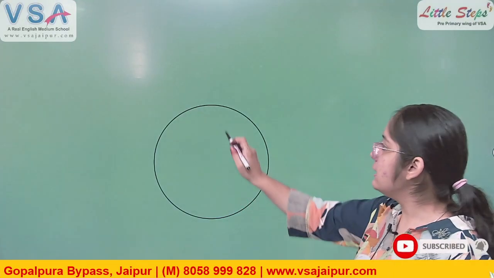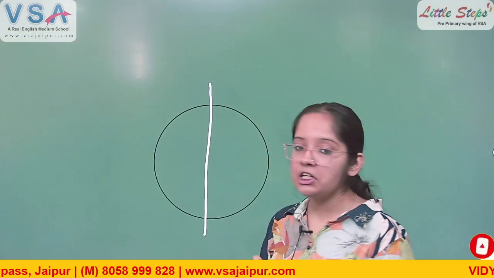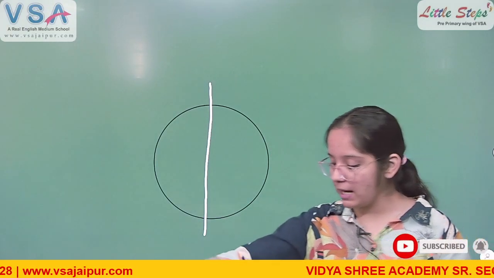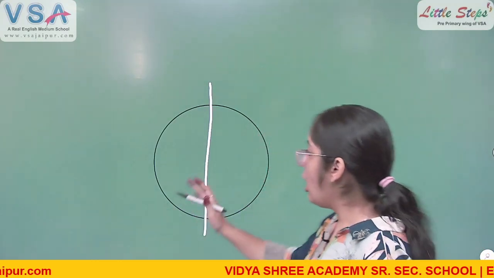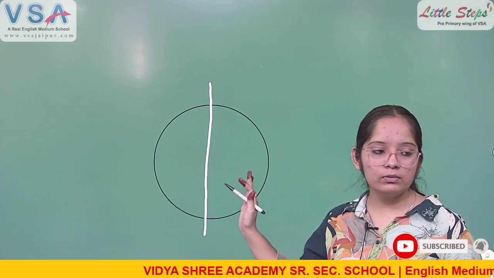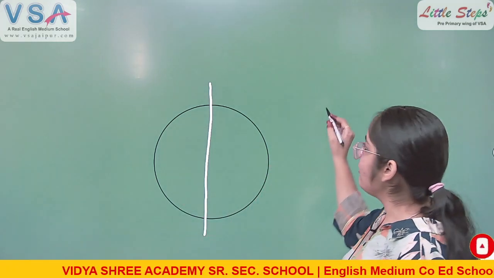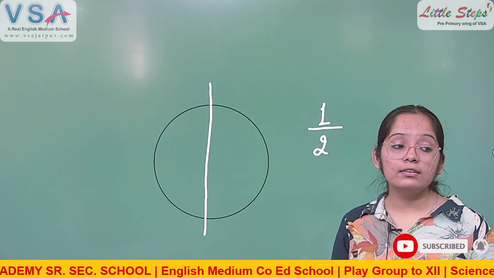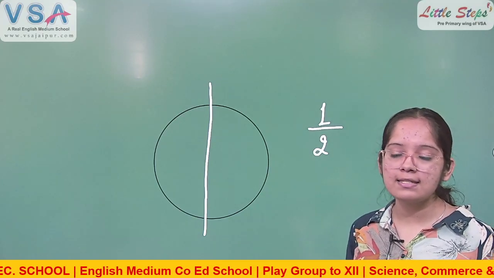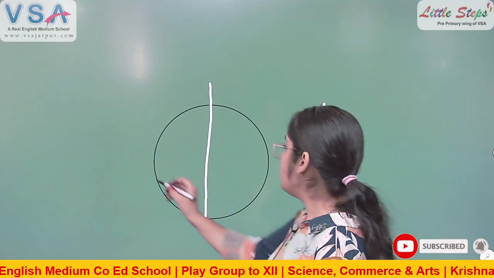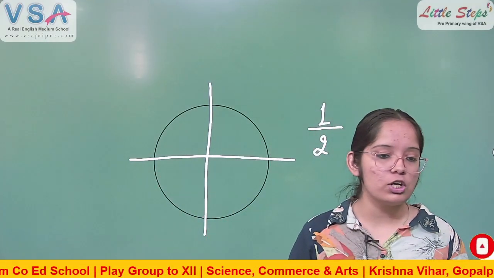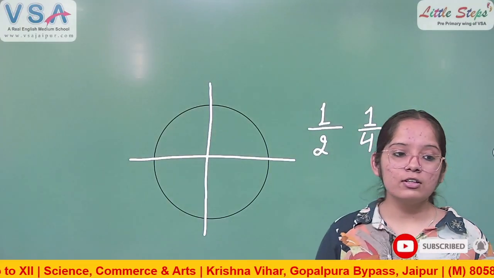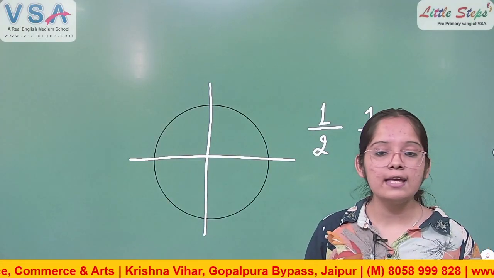If I divide it into two equal parts, one part is known as half. How many parts are there in total? Two parts. So what will we write? 1 upon 2. 1 upon 2 means half part. And if I divide it into 4 parts, one part is 1 upon 4, and it is known as a quarter.